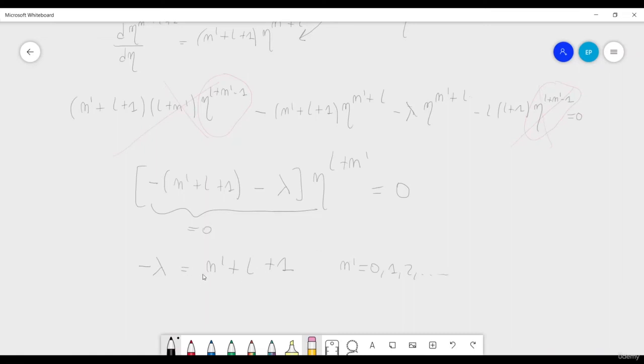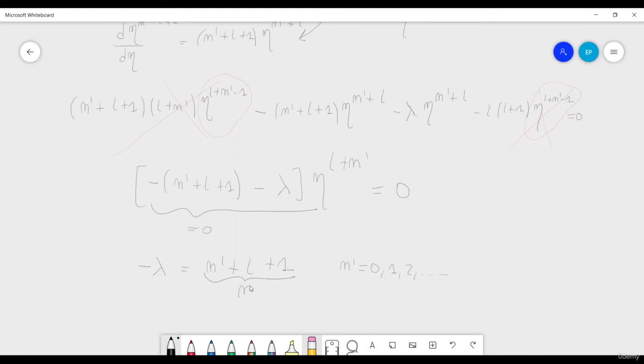Now we can call this parameter, this is an integer, right? Because angular momentum is discrete, and we didn't show that here, but it can be derived from the other differential equation, the eigenvalue equation for the operator L squared, the angular momentum squared. And it is possible to show that this quantity here should be an integer.